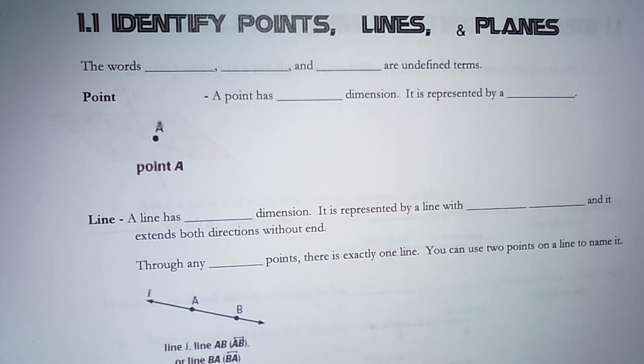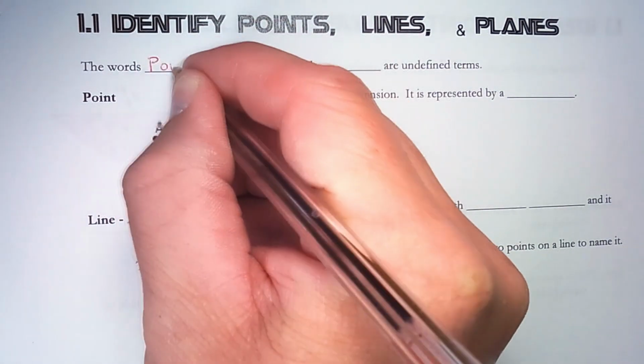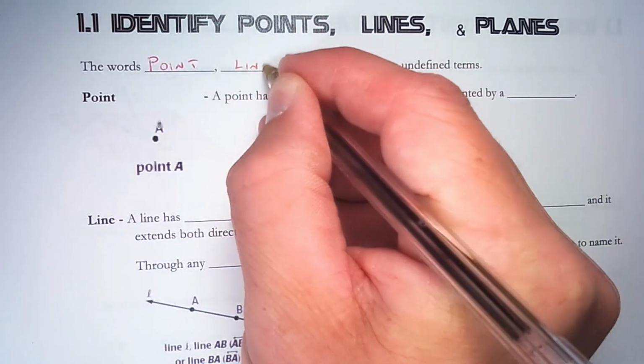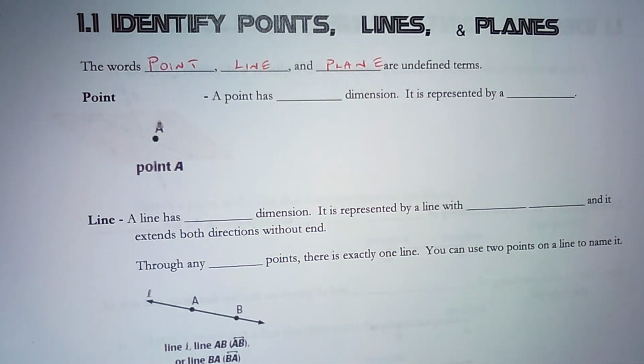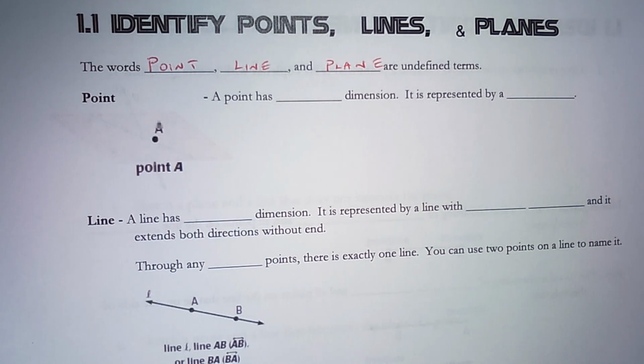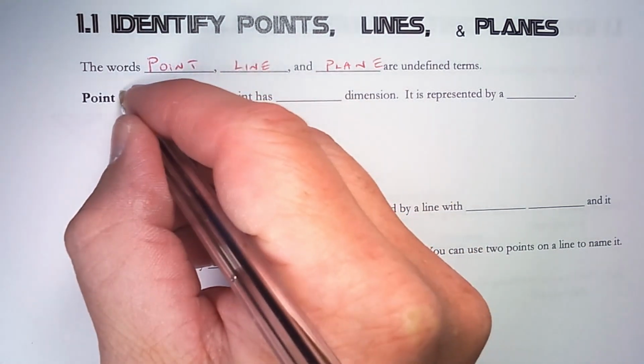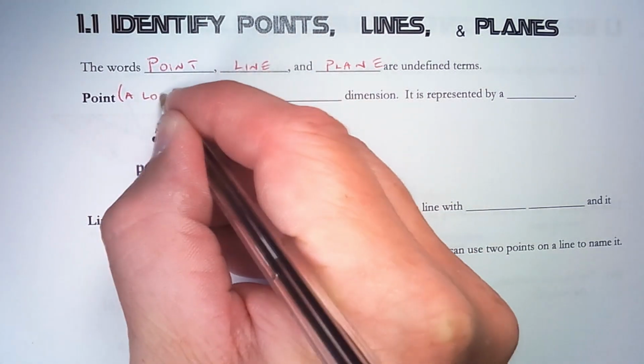So to lay the foundation for geometry, we are going to talk about points, lines, and planes. Okay, so those three words, point, line, and plane, those are undefined terms in geometry, which really just means they don't have a formal definition. We're going to describe them and understand them as best we can, but we're not going to have an actual formal definition for them. So a point is a location.